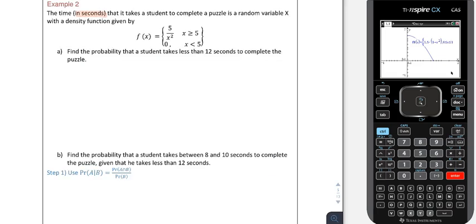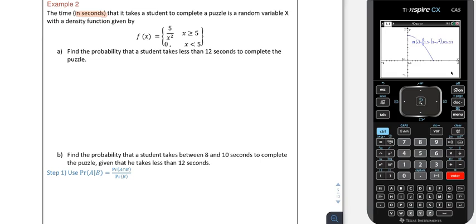Second example, we've got the time in seconds it takes for a student to complete a puzzle is a random variable x with a density function given by this. We're asked to find the probability that a student takes less than 12 seconds to complete the puzzle.